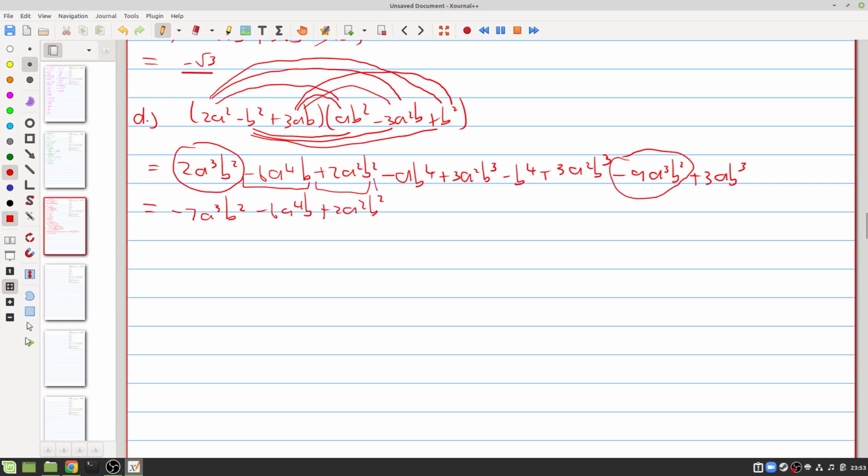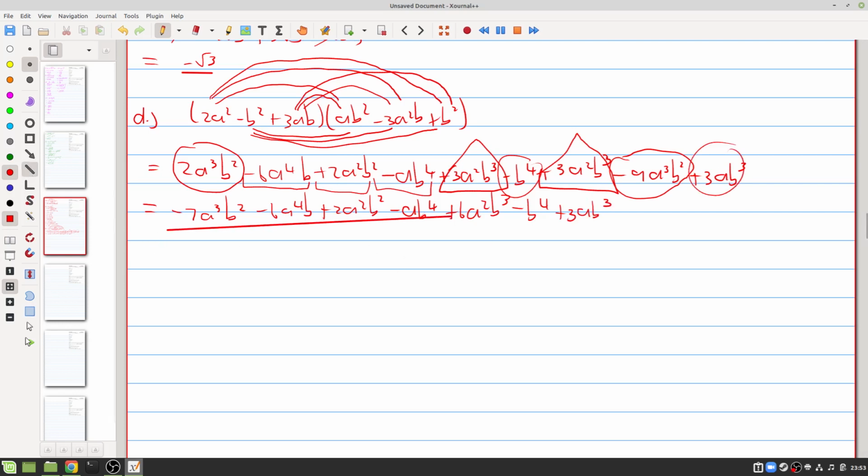Then ab to the power 4, that is the only ab to the power 4, so minus ab to the power 4. Then a squared b to the power 3. Okay, so here we've got one of those, and here we've got another one of those. So 3 plus 3 is 6a squared b to the power 3. Then we've got negative b to the power 4, that's the only one, and plus 3ab cubed. Okay, and that is then simplified. So you see, it's just an ugly, messy one, but nothing difficult here.